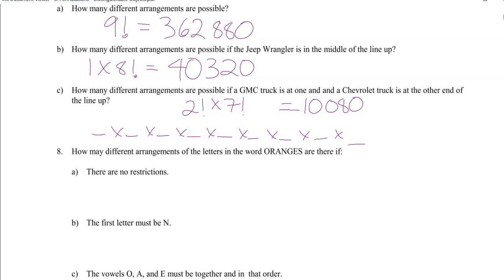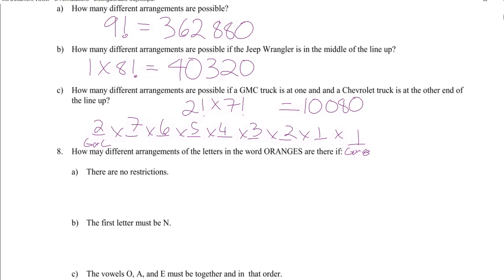Okay, so I've got the GM or the Chevy, G or C, and then whatever's left, C or G, the other one, the remaining. So 2 choices for the first, it's either the GM or the Chev, and then 1 choice for the second, it's the other one. And now I have 7 vehicles left to place, but they could be done in 7 factorial ways. So 2 factorial, the arrangements of the GM and the Chevy, times 7 factorial.